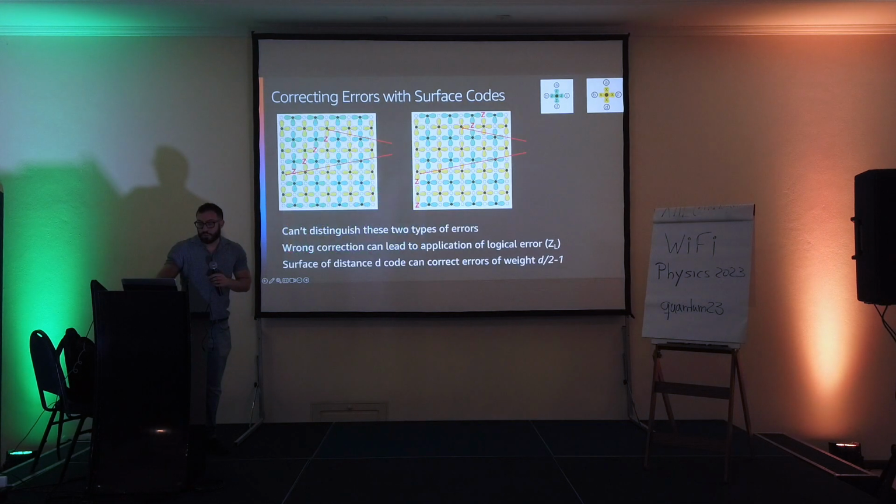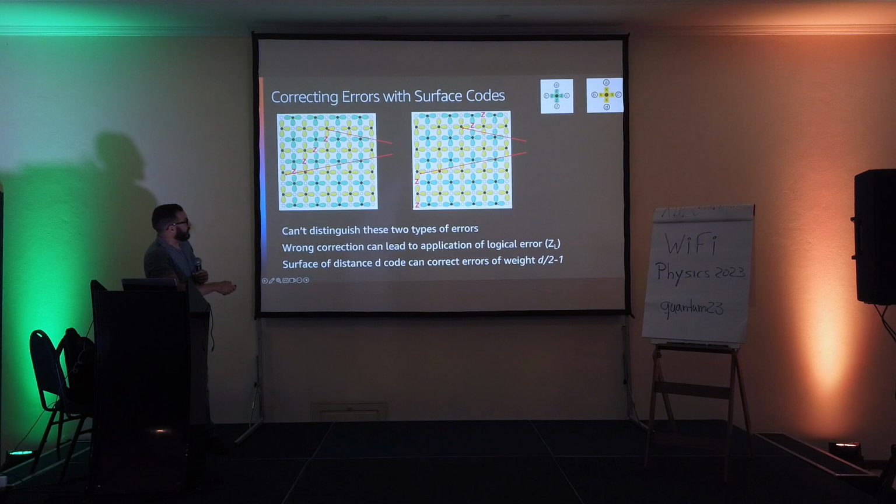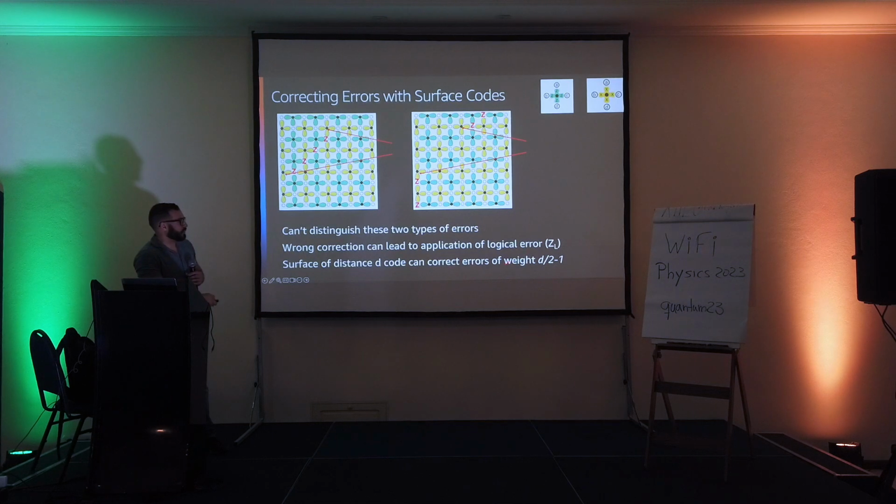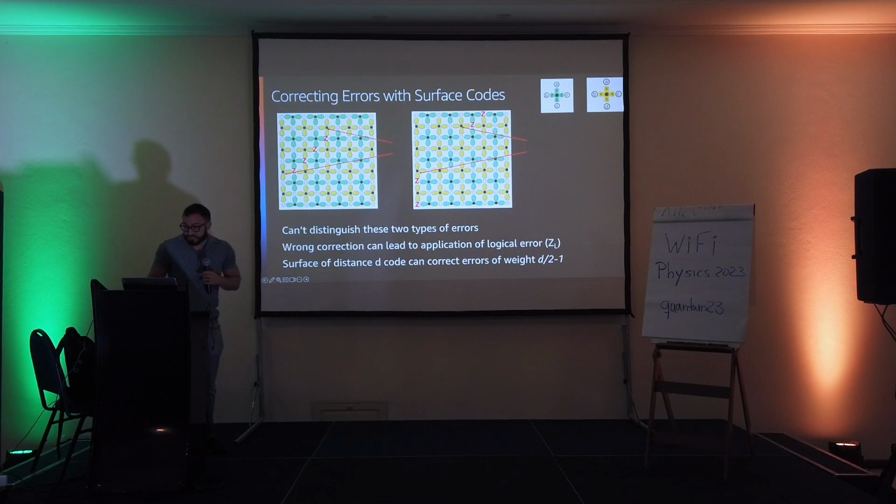Because if you combine them, you get a string that connects the two endpoints, upper and lower. This becomes a logic error. If you think you have one, but you have the other one, if you make a mistake in the detection. So this is an uncorrectable error, and this makes sense. So this is a distance d code. You can correct errors of weight d over 2 minus 1. So that's the surface code.